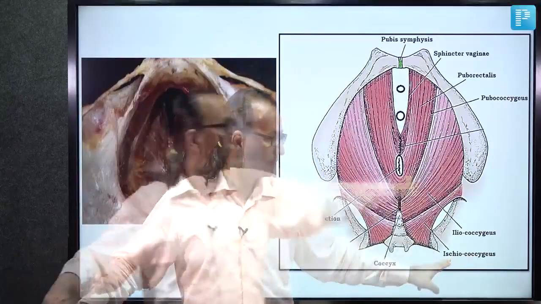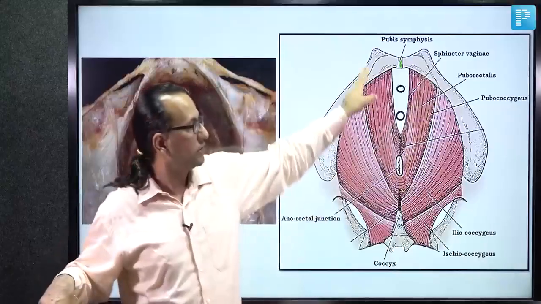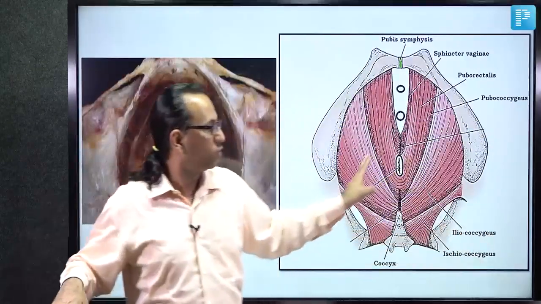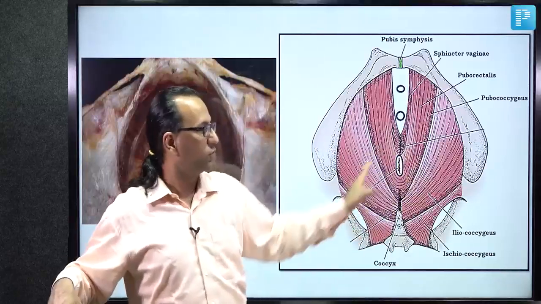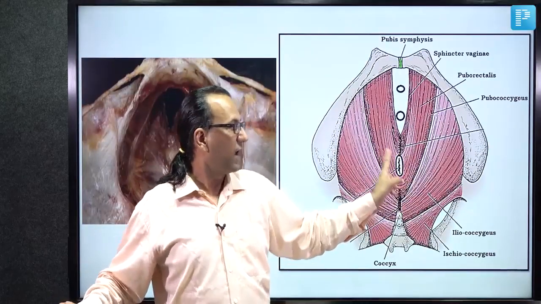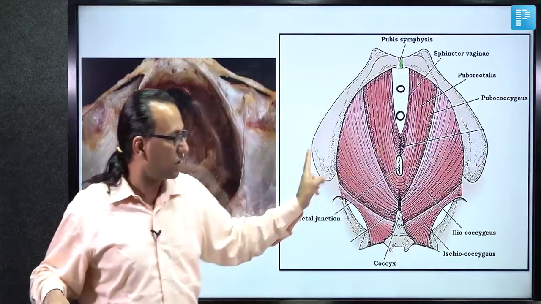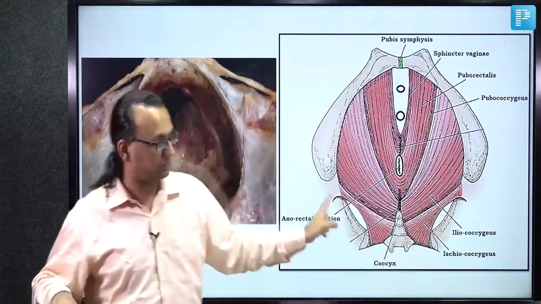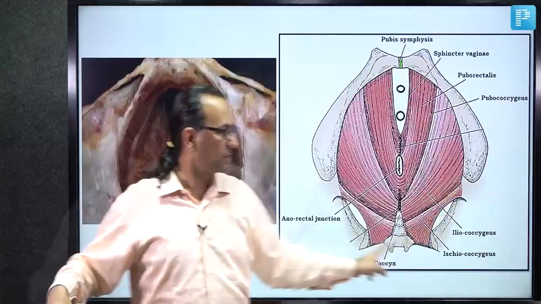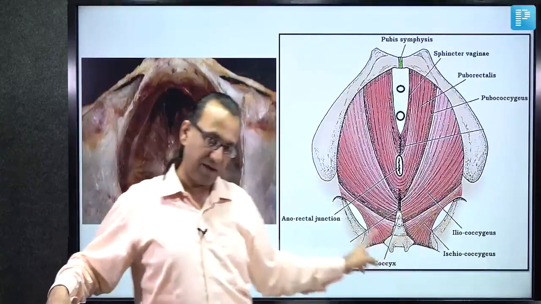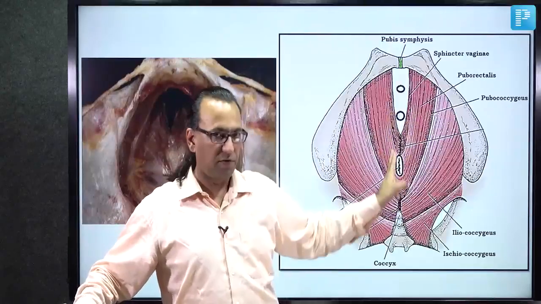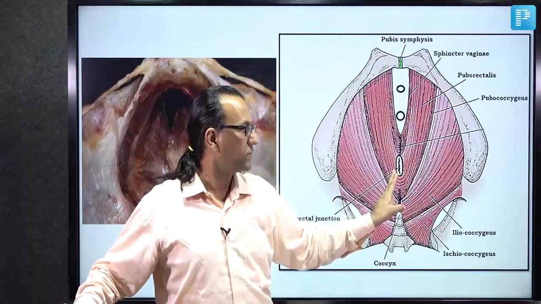Now understand that the first two, that is the pubococcygeus muscle and the iliococcygeus muscle, together they are going to elevate the anus, only the first two. So first two will be making the levator ani muscle. In the levator ani muscle, you don't include the ischio-coccygeus muscle. So ischio-coccygeus muscle is not a part of the levator ani muscle, though it is a part of the pelvic diaphragm.